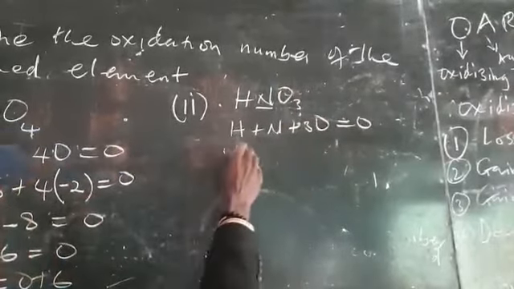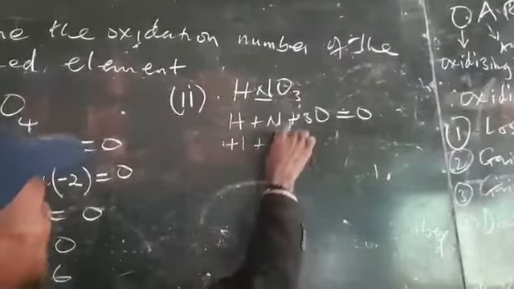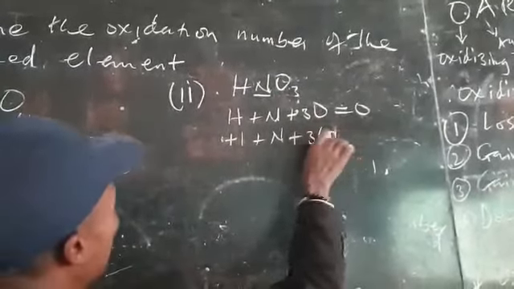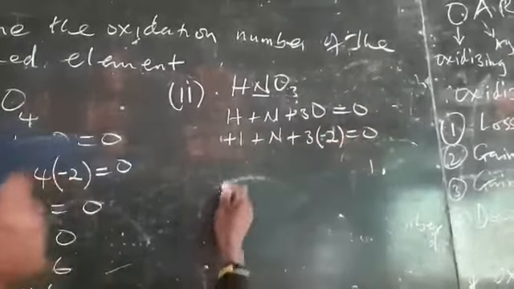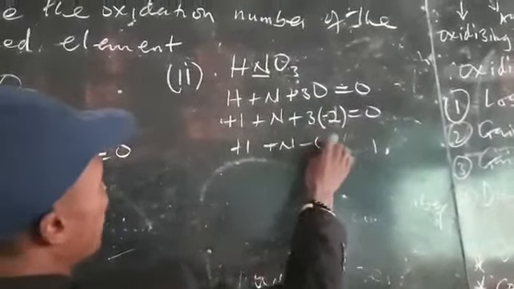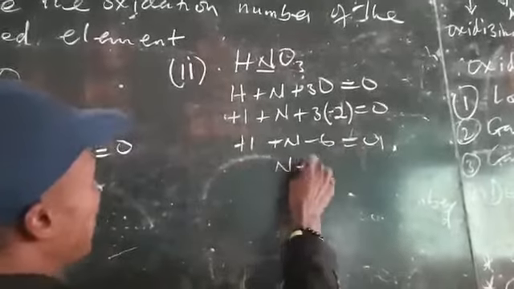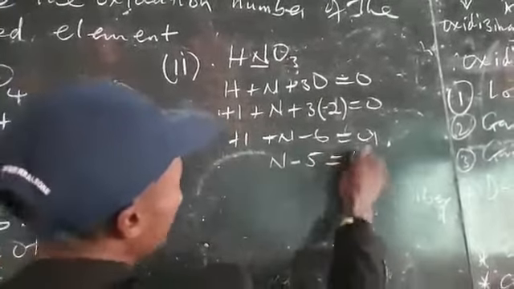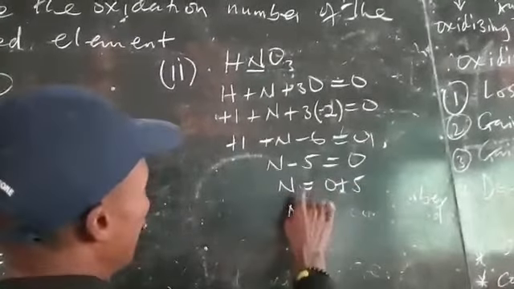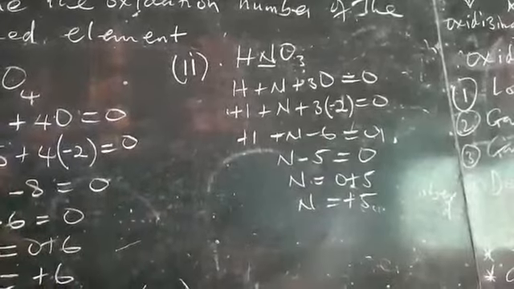Hydrogen has oxidation number of +1 wherever it is. Nitrogen, I will not substitute because it is underlined. Plus 3 times oxygen, which has oxidation number of -2, and that is equal to 0. So +1 plus nitrogen, 3 times -2 is -6, equal to 0. 1 minus 6 becomes -5. Nitrogen -5 equals 0, so I take -5 over to get plus 5, and nitrogen becomes +5. So that will be the oxidation number for the nitrogen that is underlined.